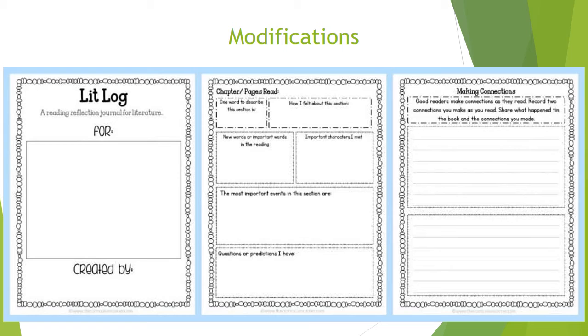So, a worksheet that I would include or provide for the child would be something similar to the one that's in this slide right here. I don't think I would include the first one where it says lit log for or created by, but I would more so focus on the other two that say chapter, pages read, and then the one that says making connections.